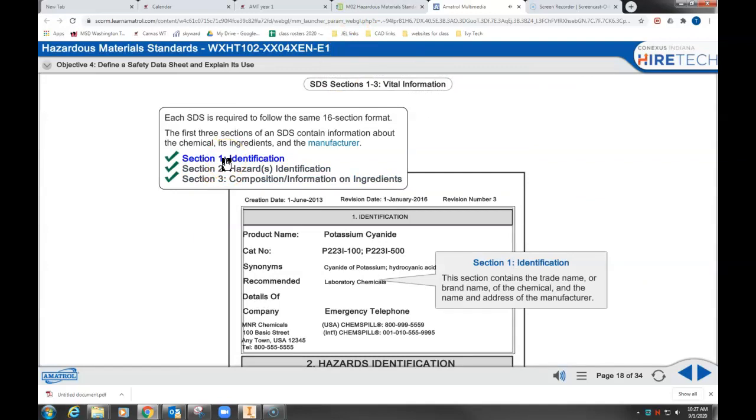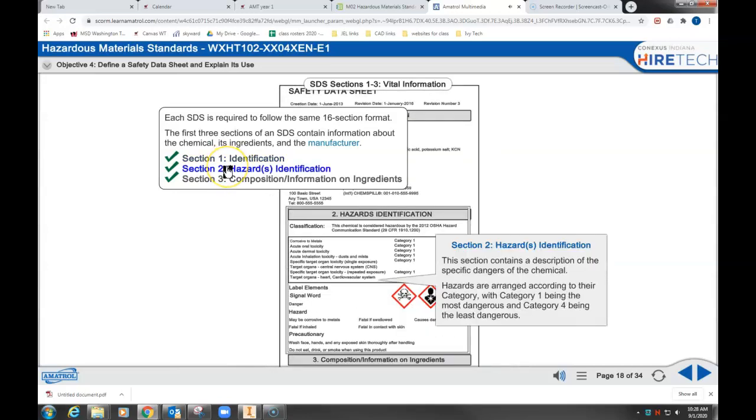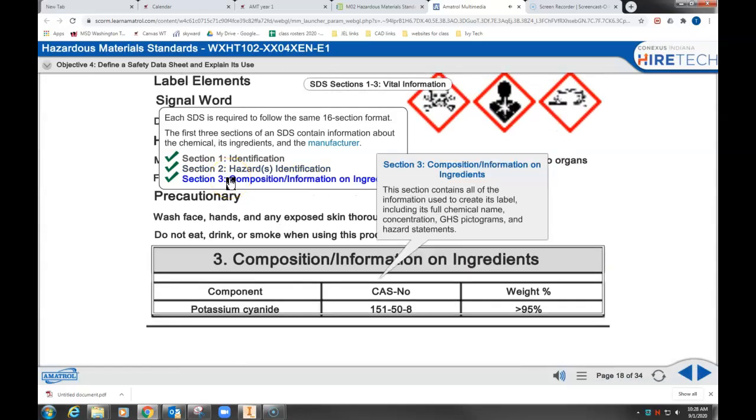This section contains the trade name or brand name of the chemical and the name and address of the manufacturer. This section contains a description of the specific dangers of the chemical. Hazards are arranged according to their category, with Category 1 being the most dangerous and Category 4 being the least dangerous. This section contains all of the information used to create its label, including its full chemical name, concentration, GHS pictograms, and hazard statements.